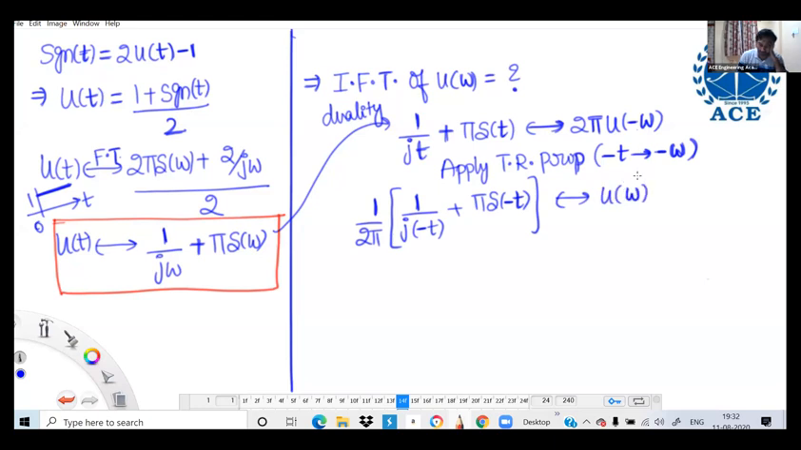ω is replaced by -ω. The question asked is to find the inverse Fourier transform of u(ω). The u(t) spectrum we just derived is 1/(jω) + πδ(ω). For that I applied duality: ω replaced by t, t replaced by -ω. But how to convert that negative frequency to positive? Again apply reversal to this existing expression: t replaced by -t, ω replaced by -ω. We got the required answer.